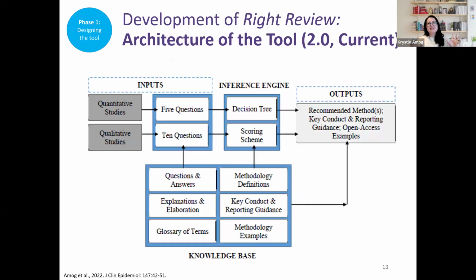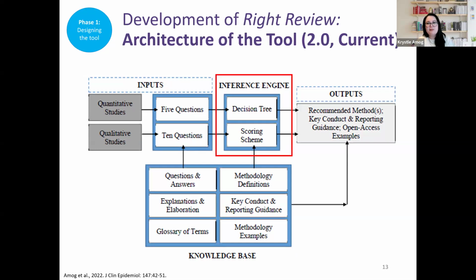Okay, so before diving into the details, I wanted to provide an overview of the architecture of the tool, which was designed as a simple expert system, as you can see here on the screen. In the current version of the tool, there are 4 main components. The first is the inputs. So the inputs are what the users actually put into the tool, so their answers. And the inputs are stratified according to whether users wish to synthesize findings from quantitative or qualitative studies. So for reviews of quantitative studies, users are required to complete 5 questions and 10 questions for qualitative studies.